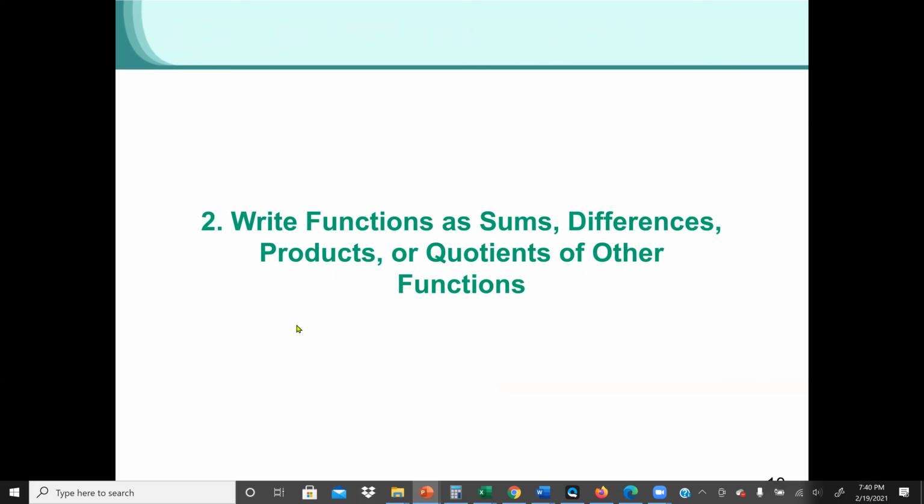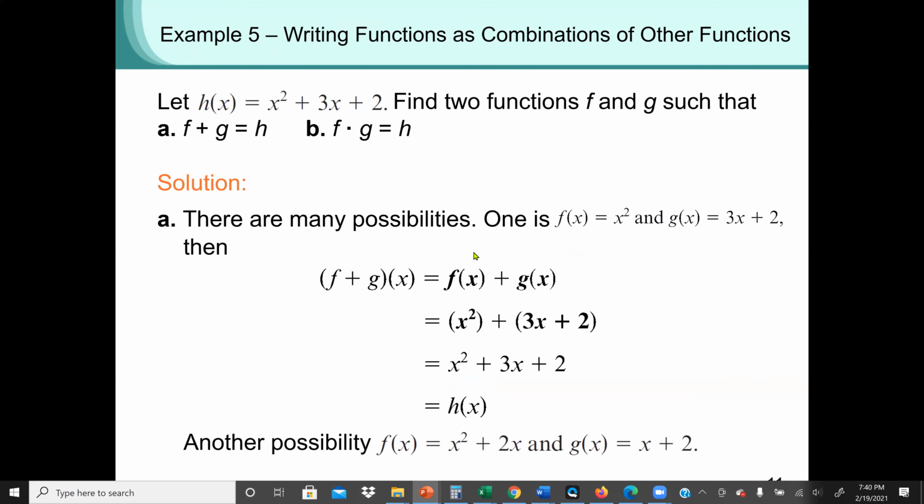So next we move to writing functions. We are going to write a function as a sum, difference, product, or quotient of other functions. So here we have a function h at x, which is x squared plus 3x plus 2. And they said we should find two functions, f and g, such that f plus g equals h, and also f times g equals h. Here there are so many possibilities.